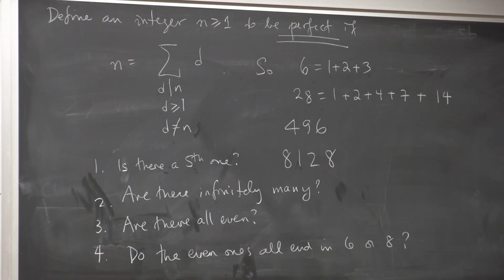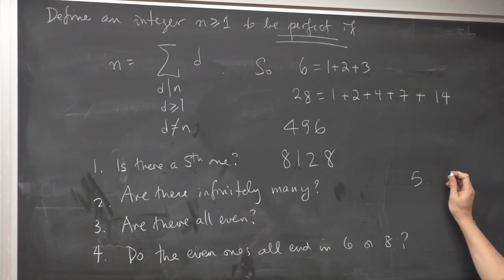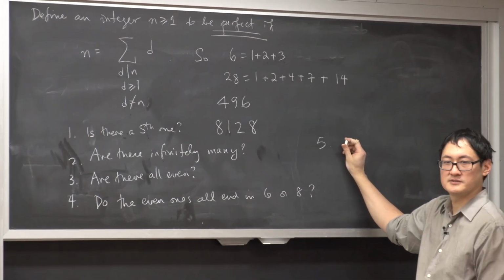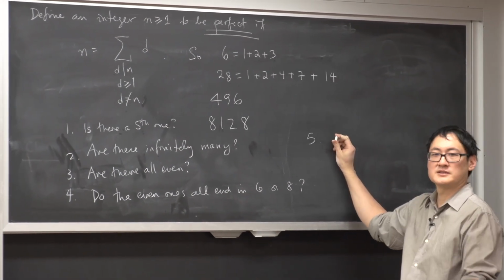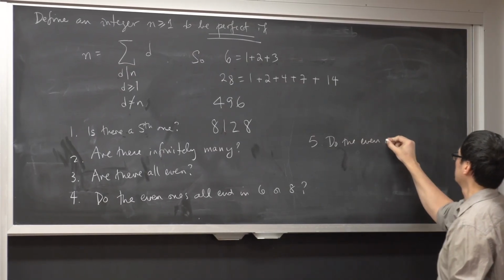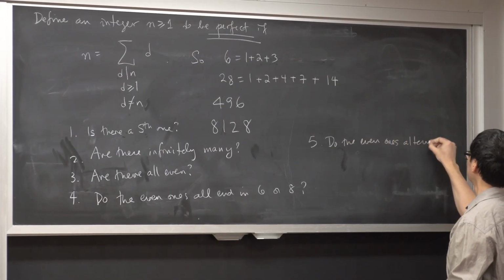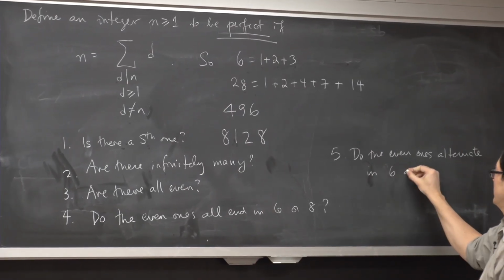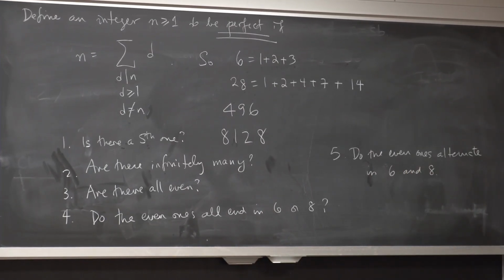What's the fifth question? I heard you say, suppose we assume that they're all even. Do the even ones alternate? Alternate in what? With the last digit, in 6 and 8. And the answer is no.